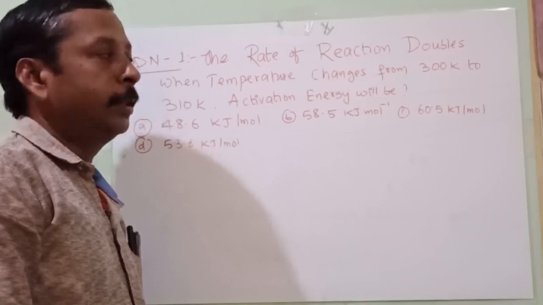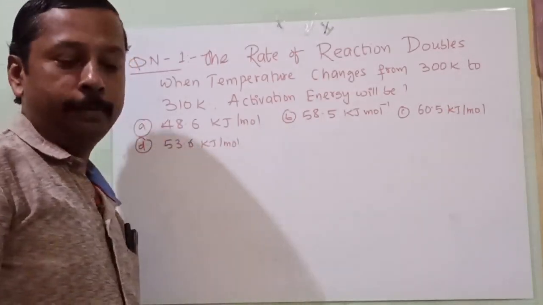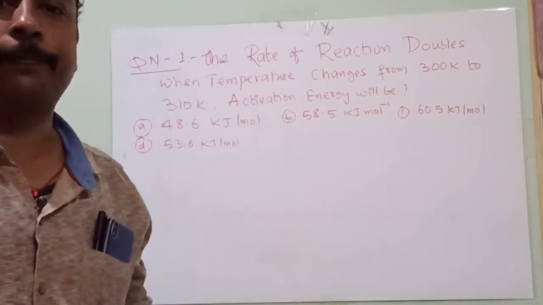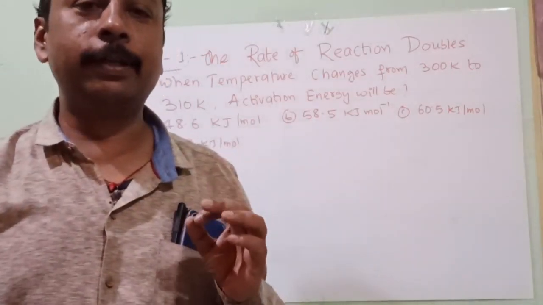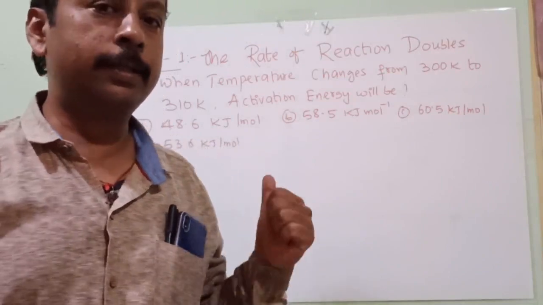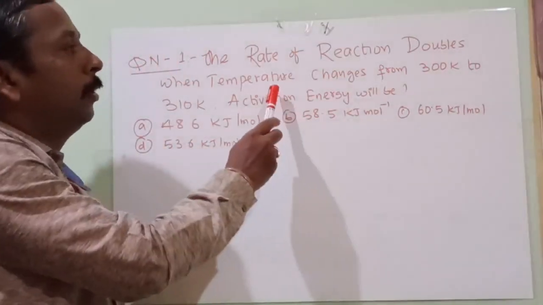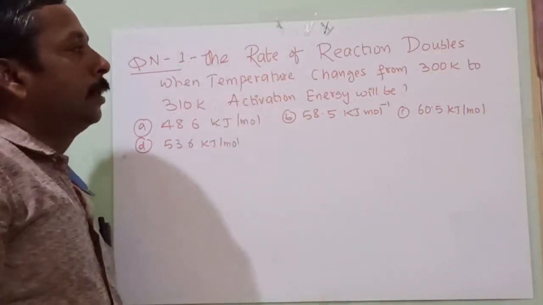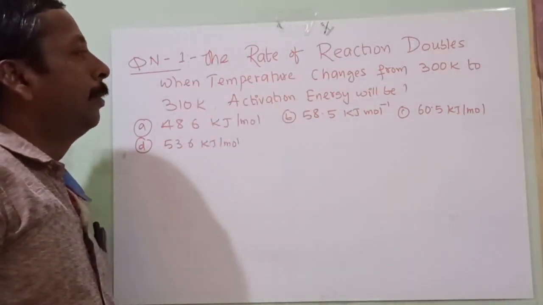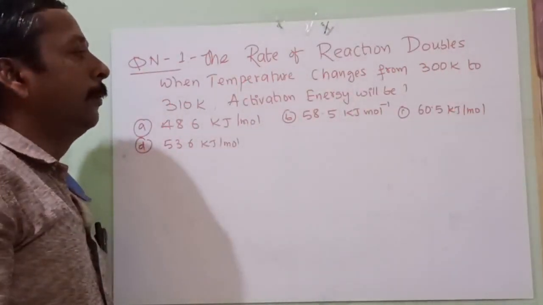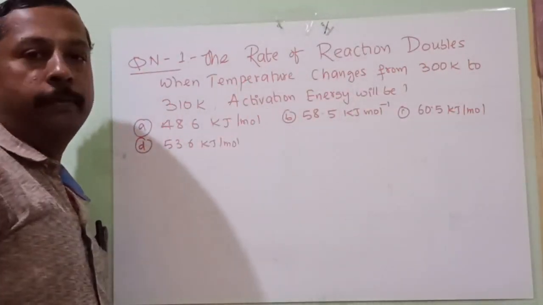Here we are with the very first question, a very important, very difficult, very different question. Different, difficult and important, all three things are here. Let's see how it is. The rate constant doubles when temperature changes from 300 Kelvin to 310 Kelvin. Then the activation energy will be?